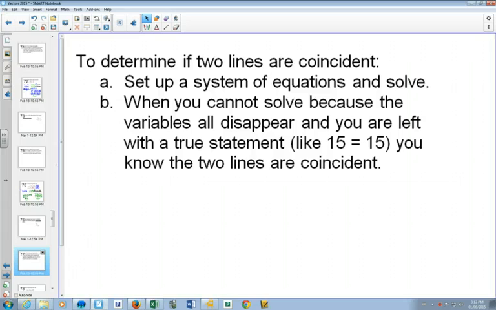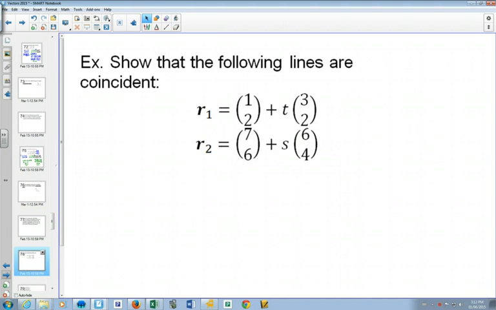So we're going to set up our system of equations, and then your variables are all going to disappear, and you'll get a statement that's always true. Whereas before, with our parallel lines, our variables disappeared and we got a statement that never was true. Now you're going to get a statement like 15 is equal to 15, 7 is equal to 7. That's always true. We're going to look at what happens with matrices as well here. See if something interesting happens when we try to solve it with matrices.